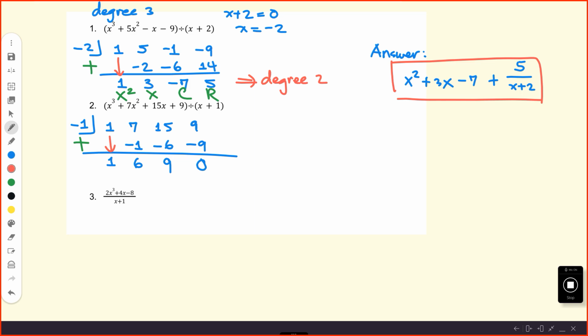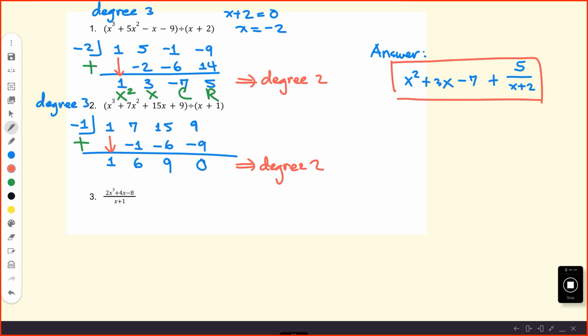Okay? So again, the given polynomial in your dividend is degree 3. Okay? So make sure you know this. This is degree 3. And so your answer will be degree 3 minus 1, right? So your answer will be degree 2. What do you multiply the k value by? Say again? What do you multiply the k value by? Multiply the k value by the numbers at the bottom.